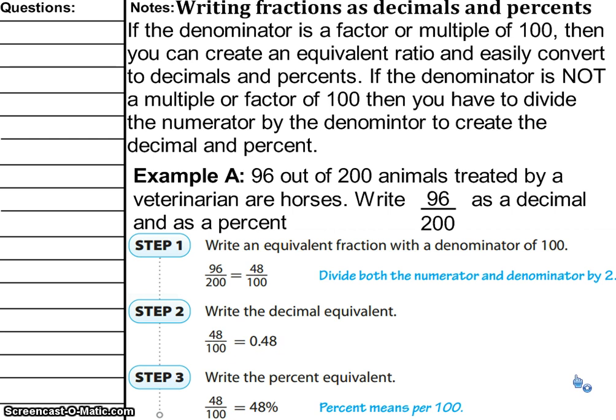Now that we have a ratio that has 100 in the denominator, we can create our decimal quite easily. 48 hundredths written as a decimal is exactly how it sounds when you read the fraction, 48 hundredths. And then you can easily go from that to your percent, which is also 48%.